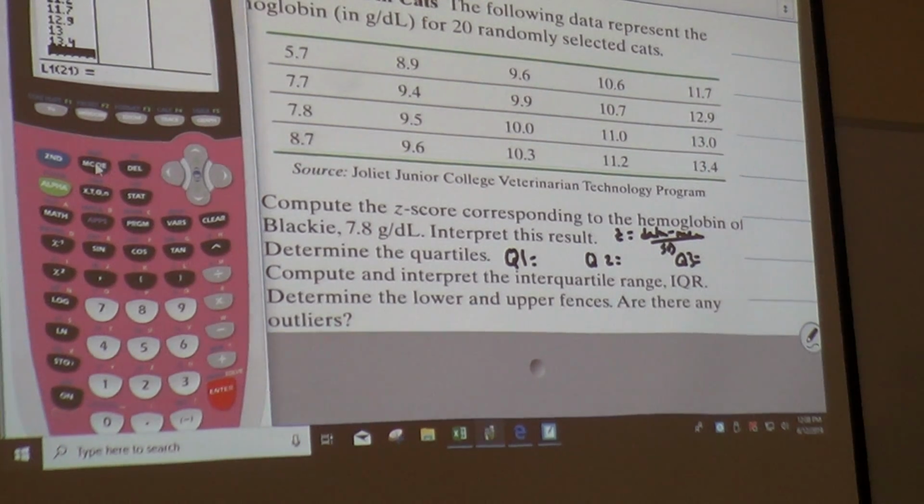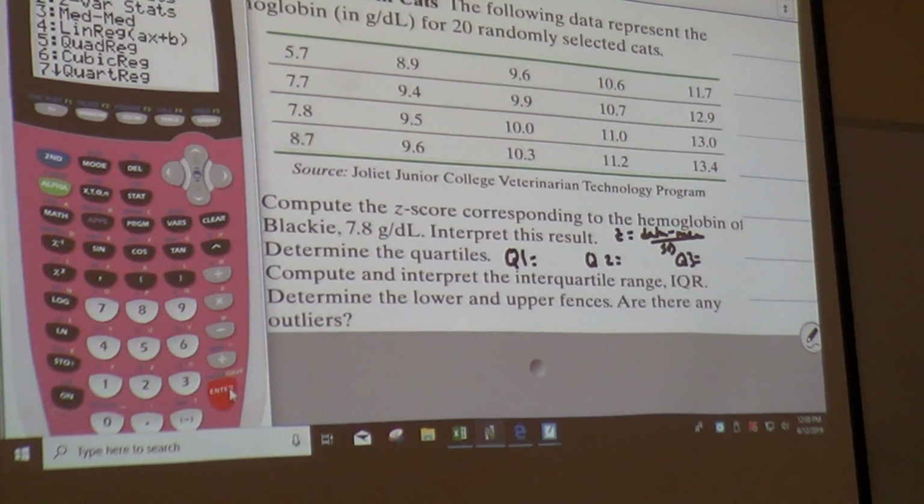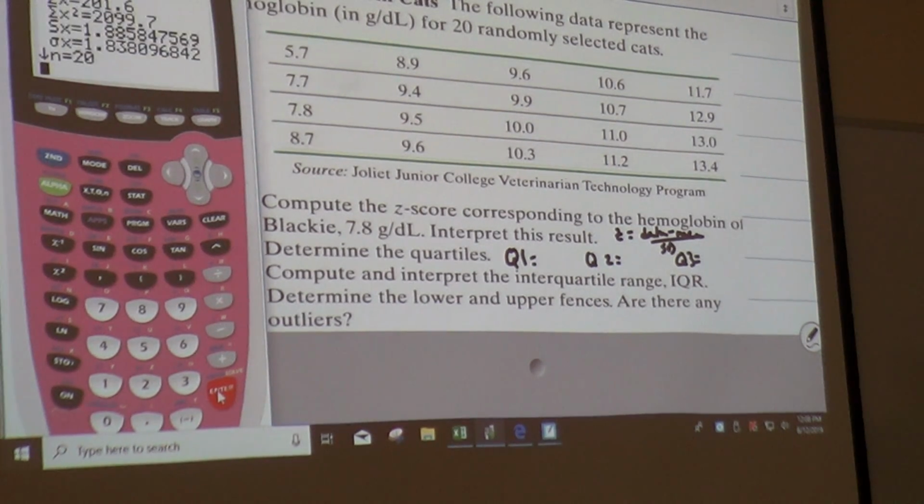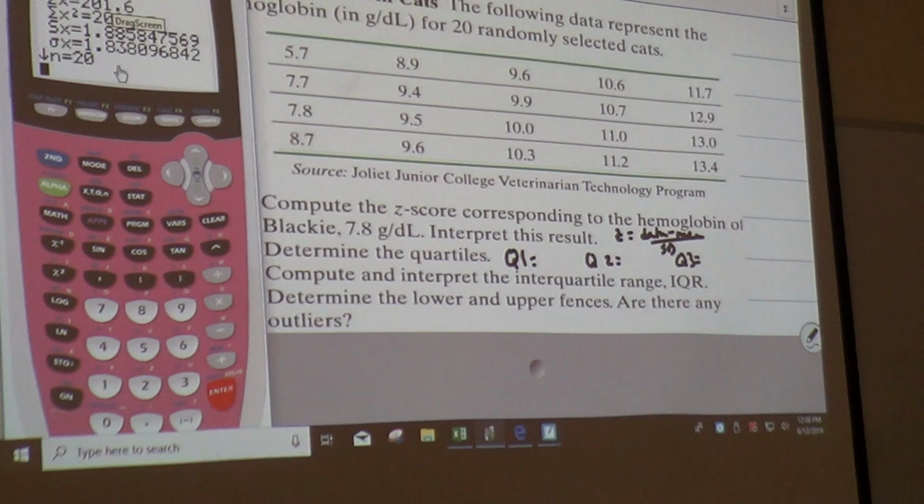Okay, so once I get my data in, there's 20, so I should be on line number 21, and I'm going to do stat, calc, 1-var stats. I have L1 in there, and I need my mean, which is 10.08, and I need my standard deviation.